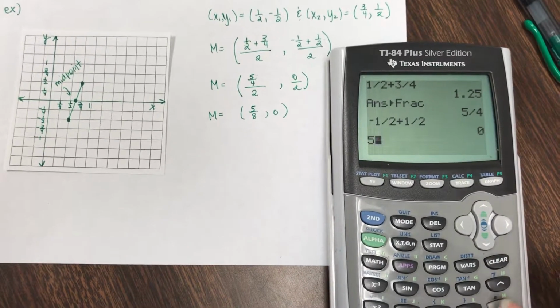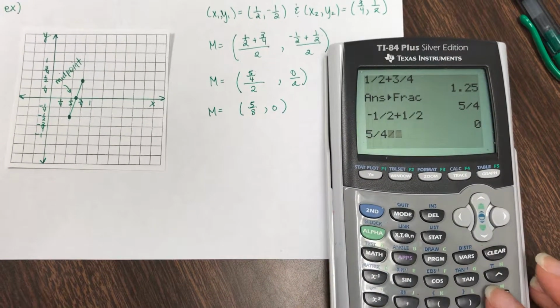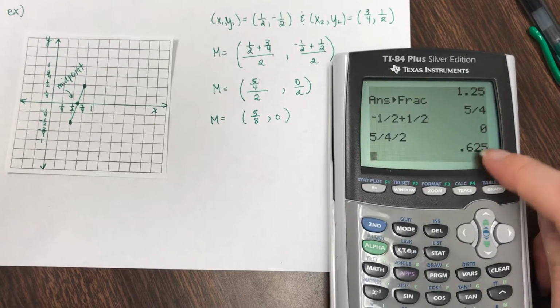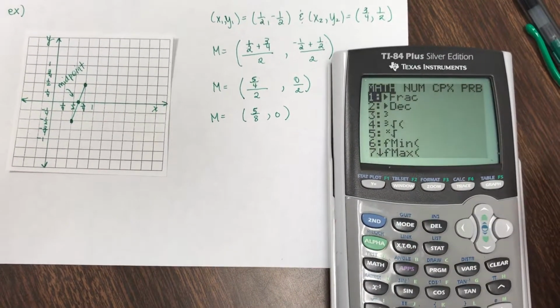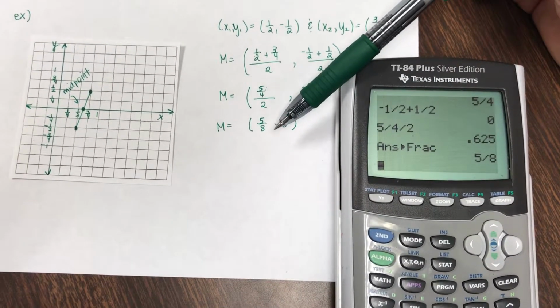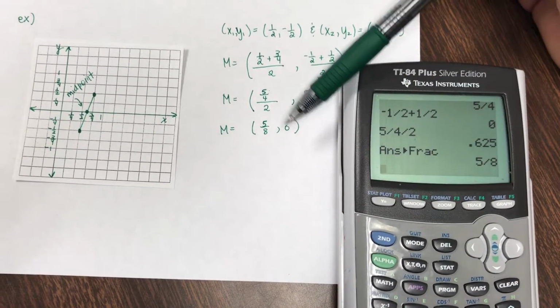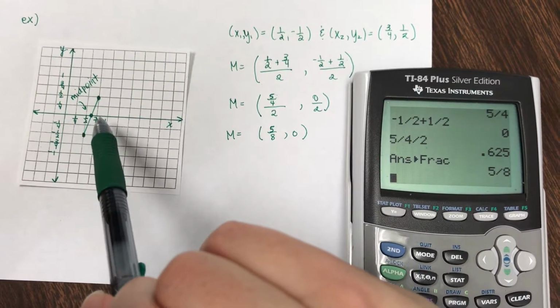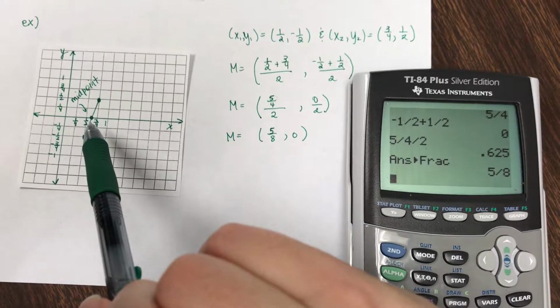So going back to that one, if I do 5/4 divided by 2, my calculator does it for me, but I don't want decimals, so I'm going to change that back to a fraction. There's the 5/8. So, and 0 divided by 2 is 0. So 5/8 is between 1/2 and 3/4. There's 0 on the y, so that looks like a good location.